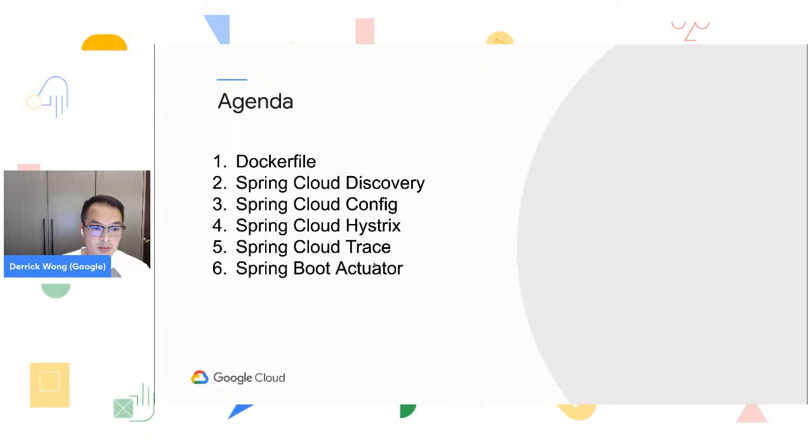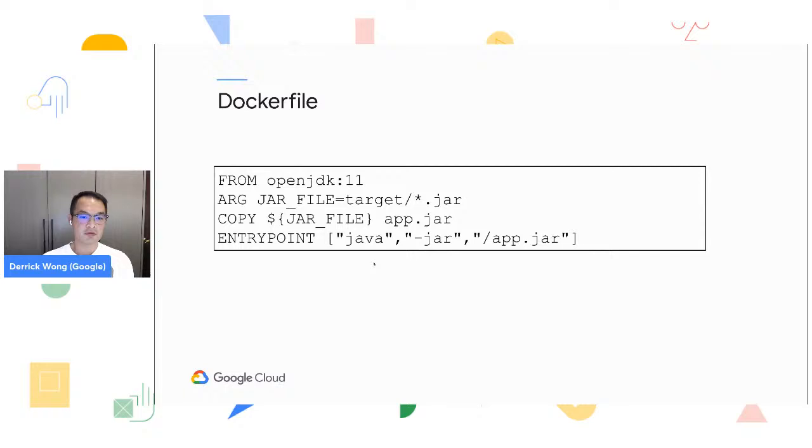Okay, first, the Dockerfile. If you're familiar with application development for Kubernetes, this is not new. This is a file that we use to package your Spring Boot application and build a container image. Then you can put the container image in a container registry like Docker Hub, or in Google Cloud, you can put it in Container Registry or the new Artifact Registry.